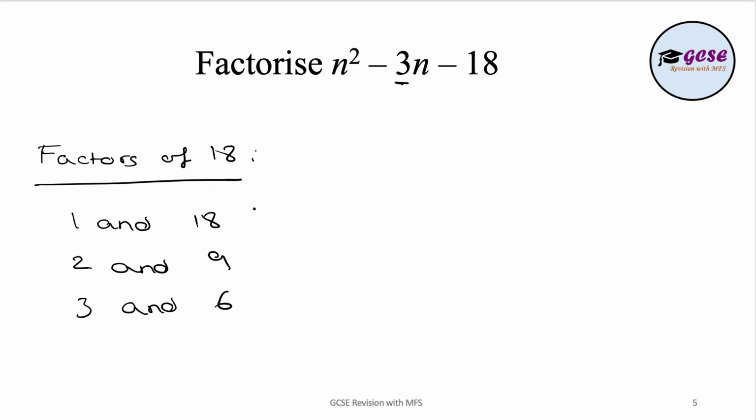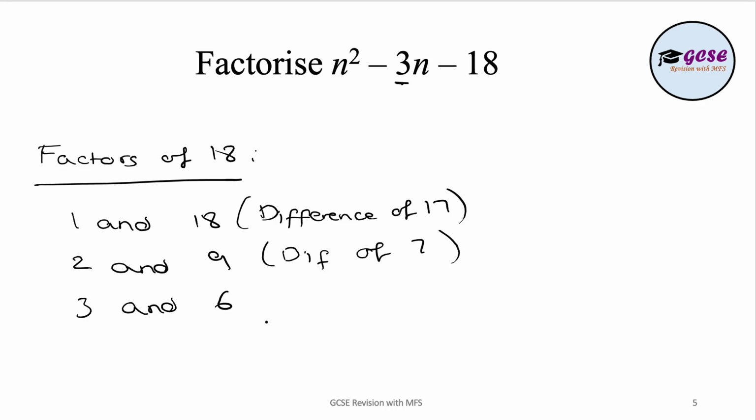Okay, 1 and 18 has a difference of 17. 2 and 9 has a difference, I'm just going to write diff for short, of 7. 3 and 6 has a difference of 3. And that's what we're looking for. Because the middle number is 3, we're looking for the pair which has a difference of 3. So we are going to be using this pair here, 3 and 6.